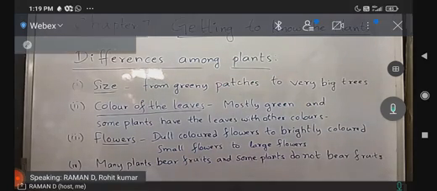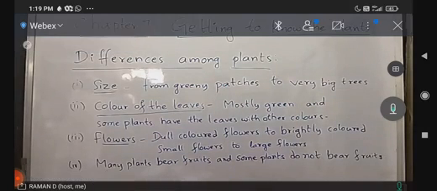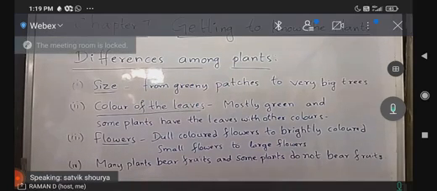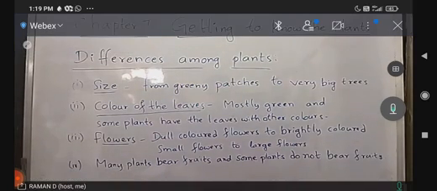Have all of you noted down these points, these differences? Yes, sir. No, sir. We have noted, sir. Don't make too much fun. Some are telling yes, some are telling no.